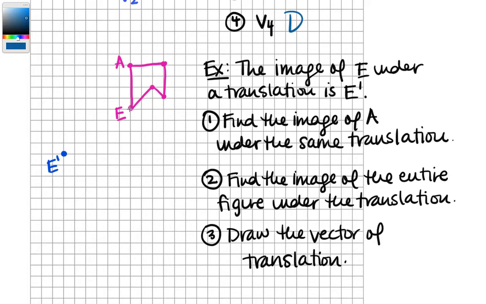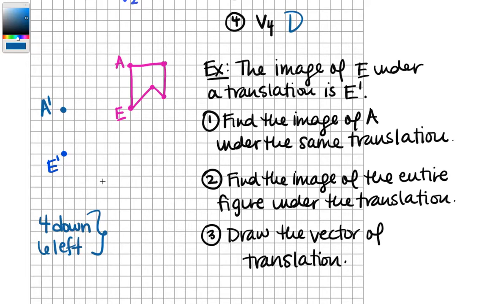Well, all we have to do is count units, right? How many down and how many left did E go? Well, E went 1, 2, 3, 4 down, and 1, 2, 3, 4, 5, 6 left. So we're just going to do that same exact thing to A. A goes 4 down, 1, 2, 3, 4, and 6 left, 1, 2, 3, 4, 5, 6 to end up here. So there's A prime, the image of A under our translation. So that's one way to think about it: what happened to E, do that same thing to A.